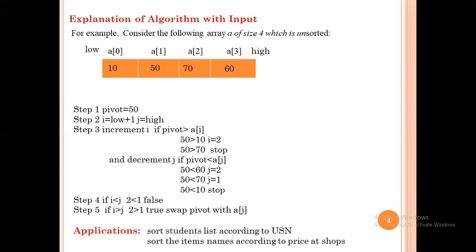The application of quicksort is to sort a student list according to USN. We can use quicksort to sort item names according to price at the shops. Now we'll see the execution of the algorithm.